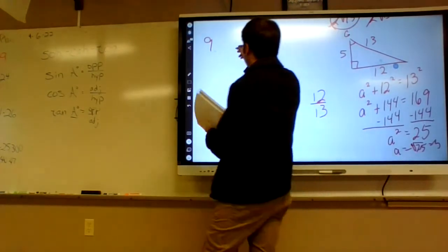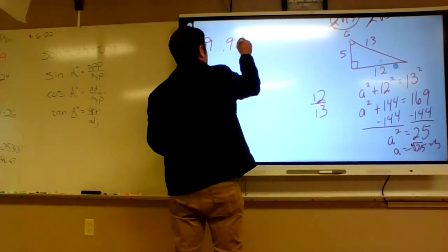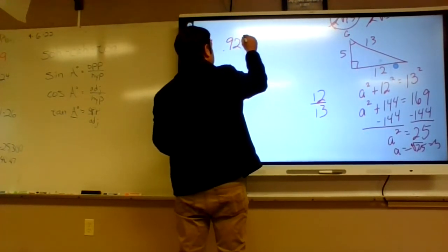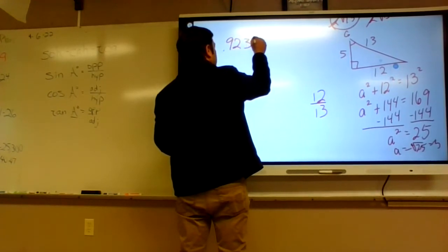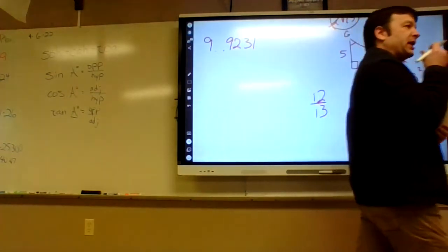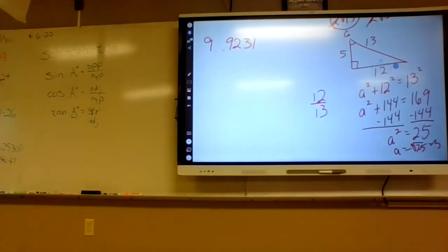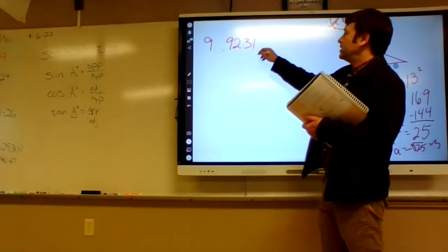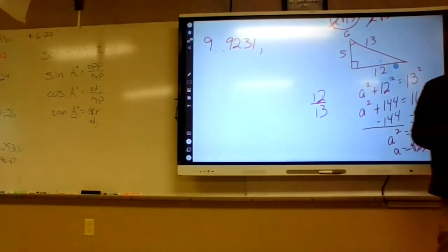Point what? 0.923, no, we need 4 digits. 0.9231. If it's like 5, 6, 7, those round up. Okay, next, Aiden.